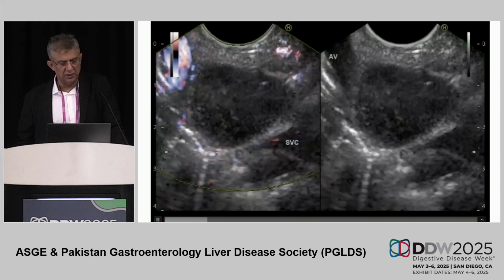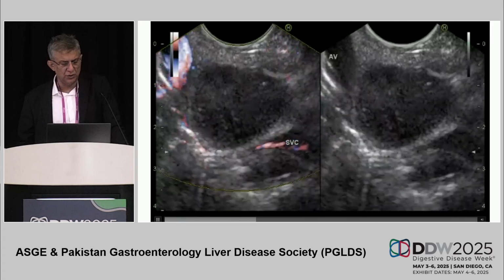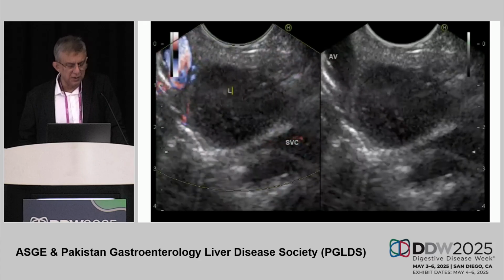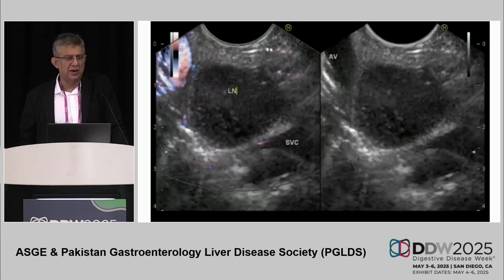This is an example. There is a lymph node. This is the azygos vein. This is the joining of the superior vena cava. This is a 4R lymph node, and this 4R lymph node is easily accessible by endoscopic ultrasound.